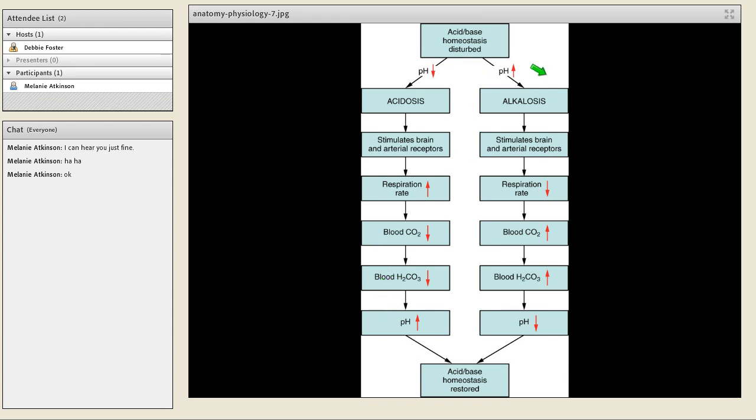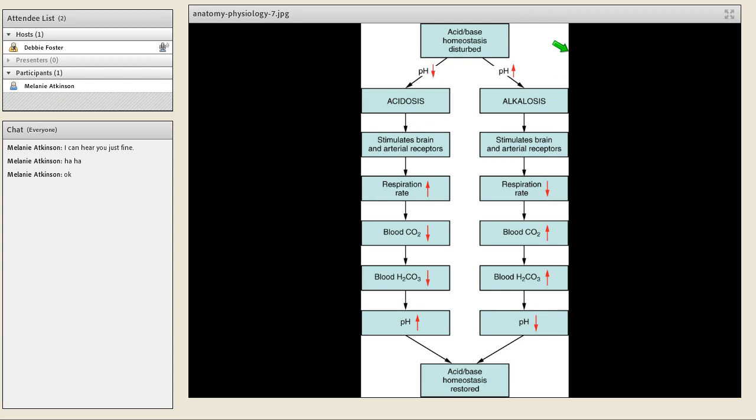The opposite then also happens if we don't have enough free hydrogen ions. We will decrease our respiration rate and therefore increase our blood CO2, which then increases free hydrogen ions because we're increasing our carbonic acid and lowering the pH. And so then you get a restoration. So this is the basic thing that happens.